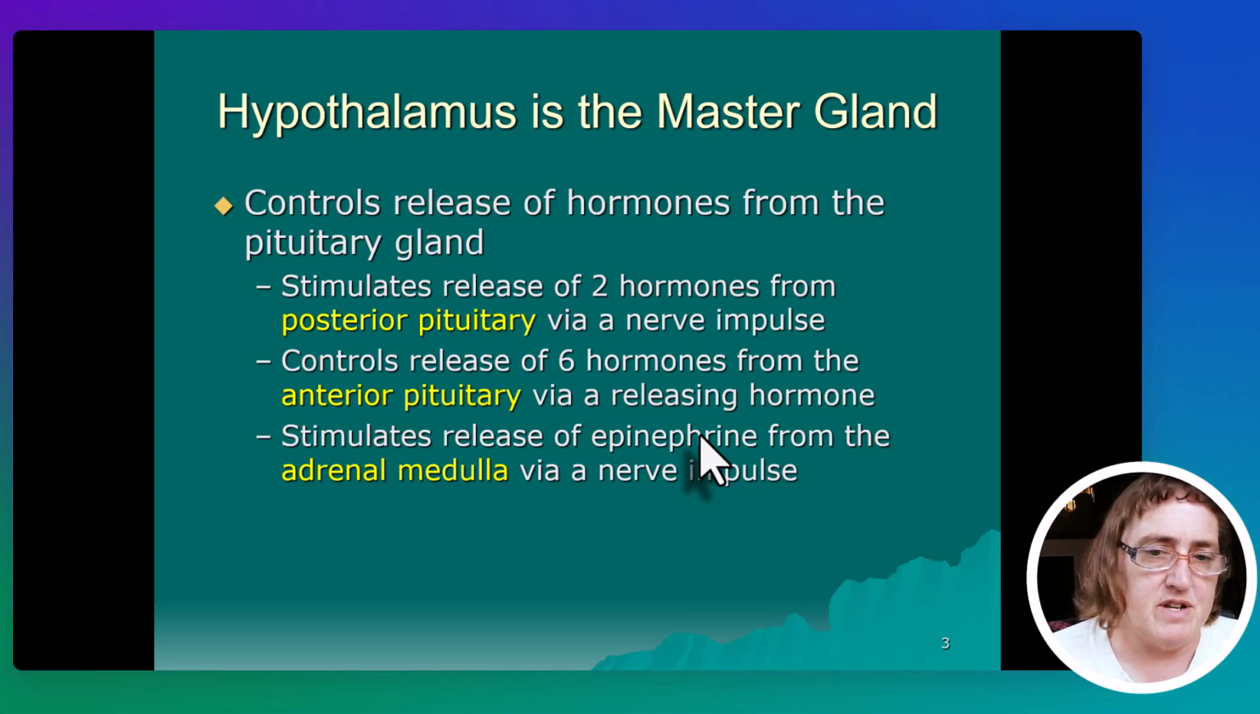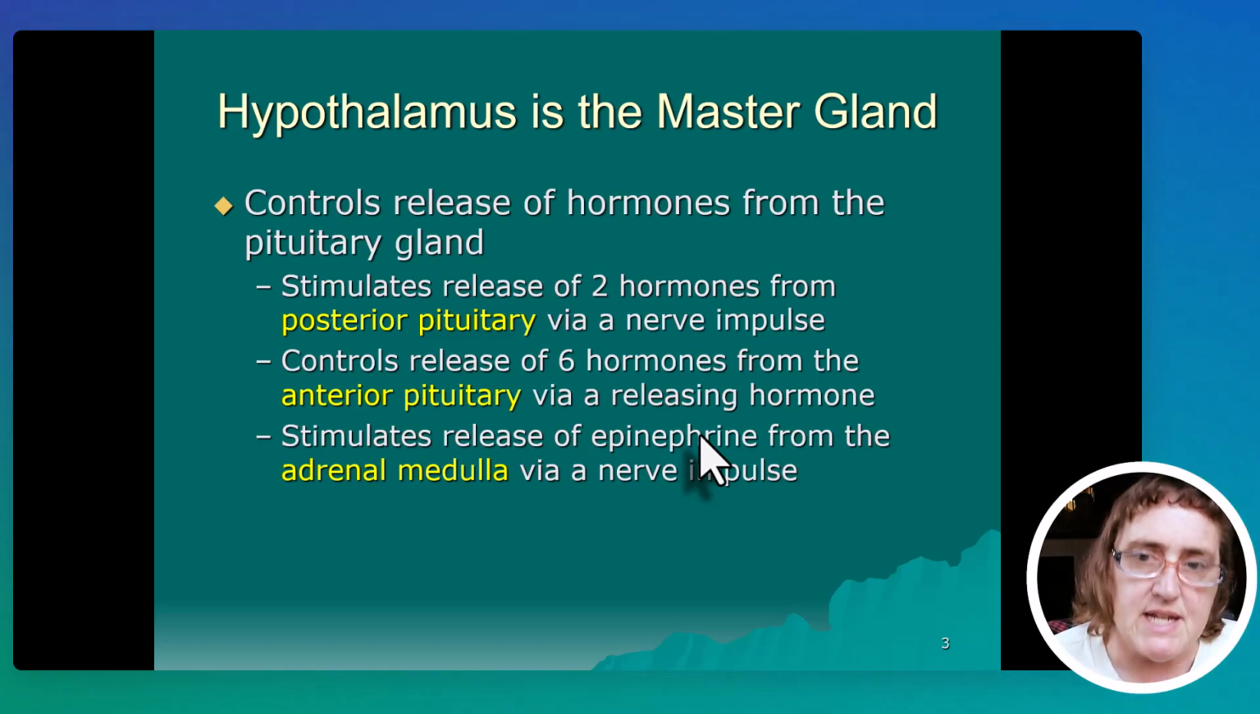So when the nerve runs down the infundibulum and zaps the posterior pituitary, it causes the release of either oxytocin or vasopressin, or ADH. It's connected via a blood vessel through the infundibulum to the anterior pituitary. And the 6 hormones that come out of the hypothalamus control the release of a hormone from the anterior pituitary. The hypothalamus can also control the release of epinephrine from the adrenal medulla. The adrenal gland, remember, is located down on top of the kidney. And so the hypothalamus controls that as well.